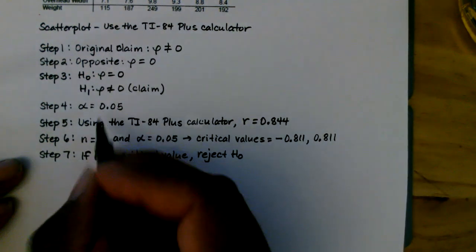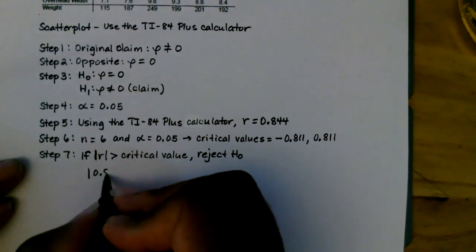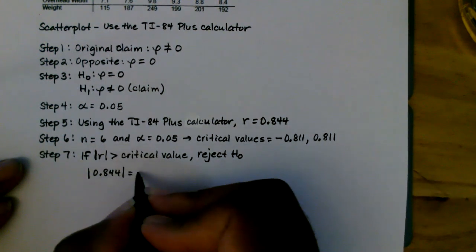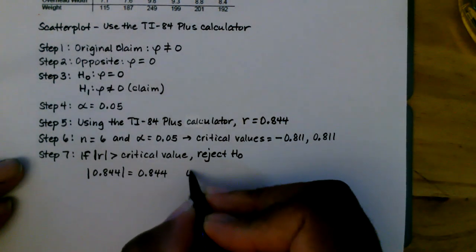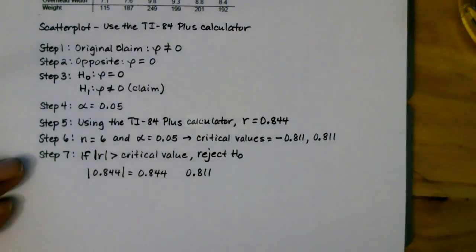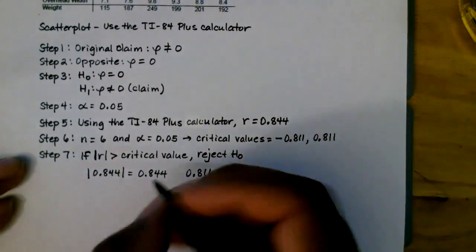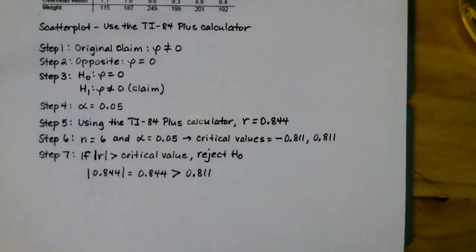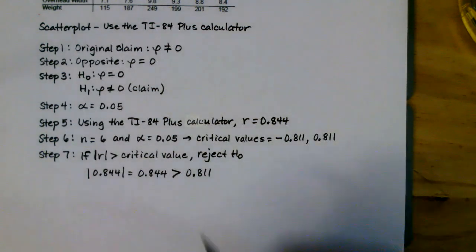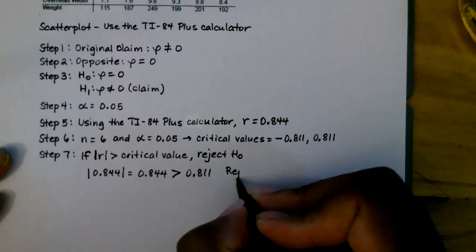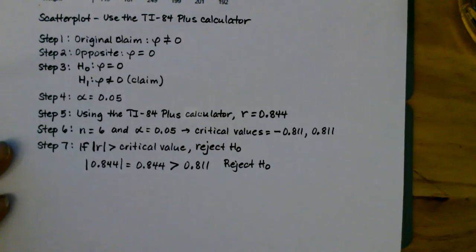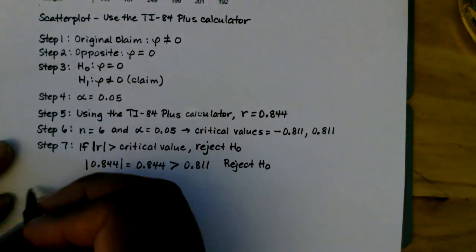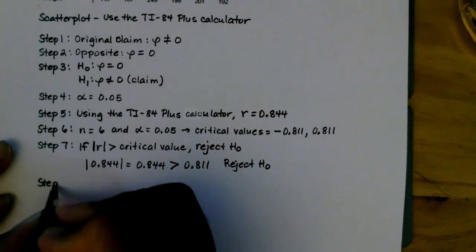If I take the absolute value of R, which was 0.844, I would get 0.844. Because keep in mind, absolute value is always going to be a positive number. The critical value is 0.811. And I'm using the 0.811 that was given in table A-6. Compare those two, you'll see 0.844 is greater than 0.811. It does satisfy the decision rule, so that means I need to reject the null hypothesis. And if I reject the null hypothesis, the claim was the alternative, that means I have sufficient evidence to support the claim.